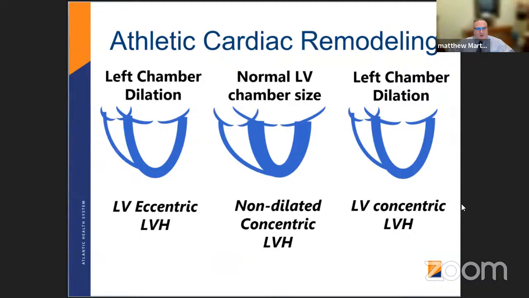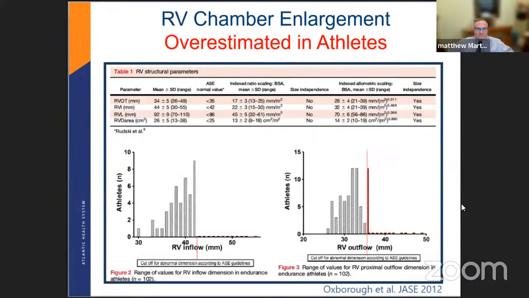So if we think about athlete cardiac remodeling from the left side, left chamber dilatation can occur with hypertrophy. It can be eccentric or concentric. You can have a normal LV chamber size, and the ventricle can be non-dilated. You can have concentric or eccentric in that group as well, or the left chamber can be dilated, as I mentioned, with concentric hypertrophy. So the ventricle could be big with or without hypertrophy, or normal sized with concentric hypertrophy, just based on what type of athlete they are.